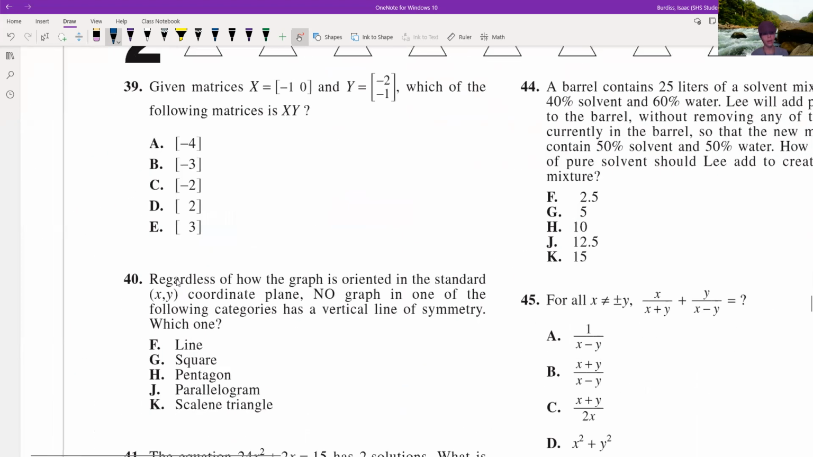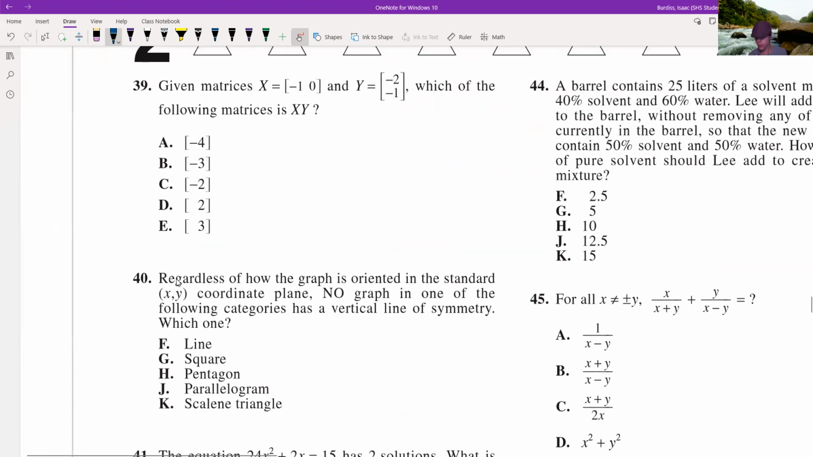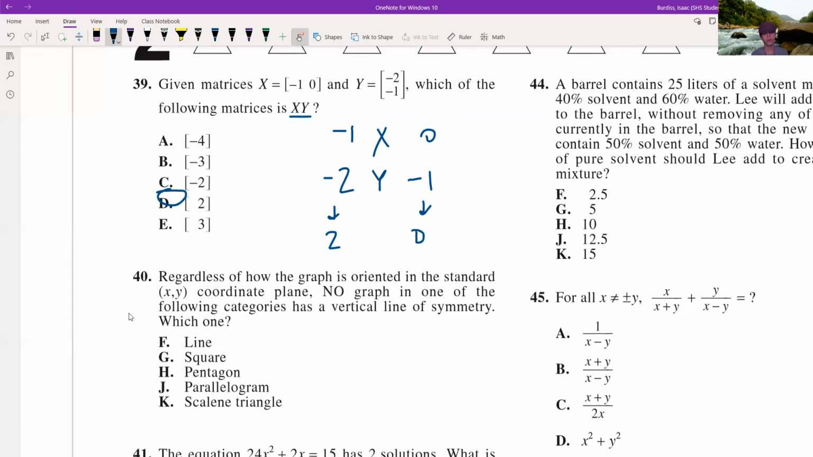Okay, sorry about that. All right, here's a matrix question that I hate. Basically, what is XY? What you have to do is do X and do Y. And you do this, and then you do this. You multiply these, that is 2. Multiply these, that is 0. So it is 2 for that reason.